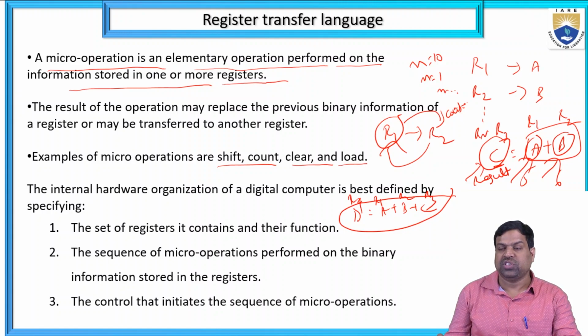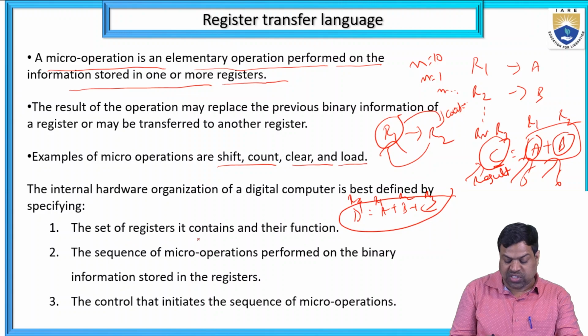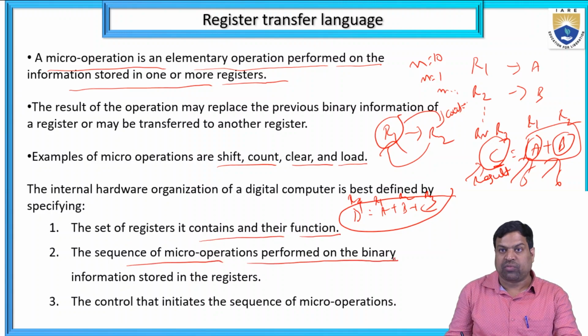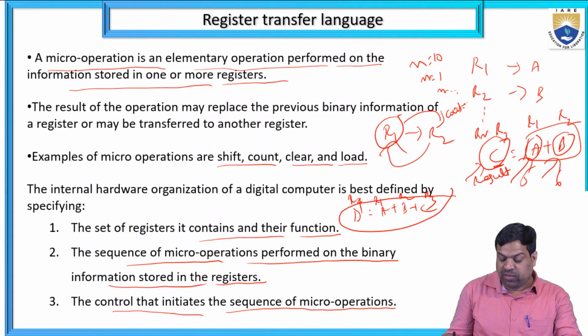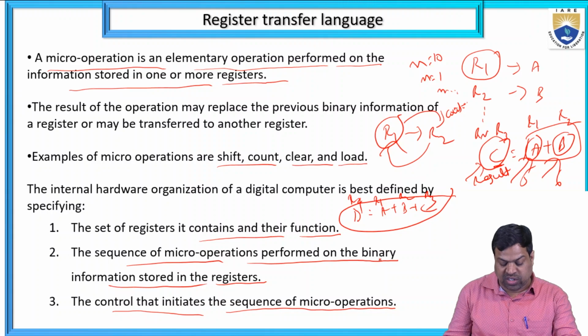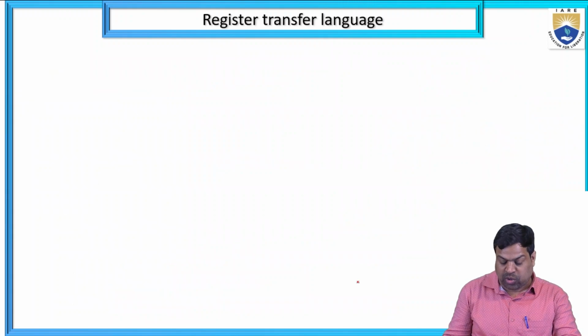C equal to A plus B means addition of two numbers. Those are stored in register C. So the set of registers, it contains and their function, the sequence of micro operations performed on the binary information stored in the registers, the control that initiates the sequence of micro operations. Okay, so taking one register R1, it contains their function, the sequence of micro operations performed on the binary information stored in the register, the control that initiates the sequence of micro operations.